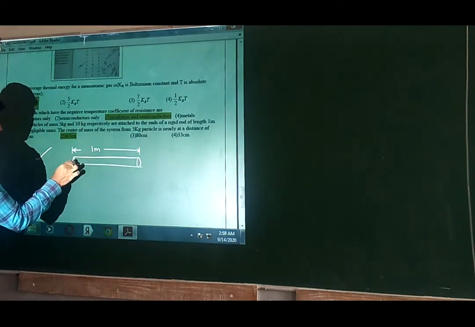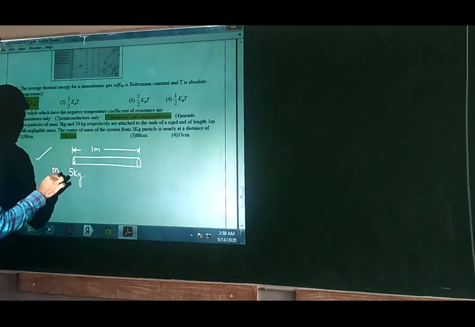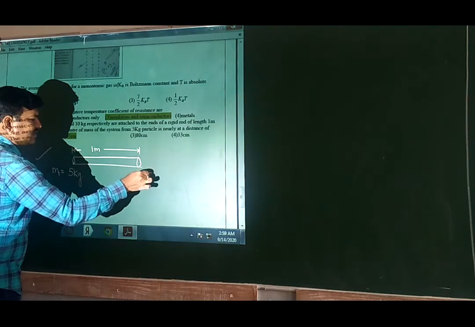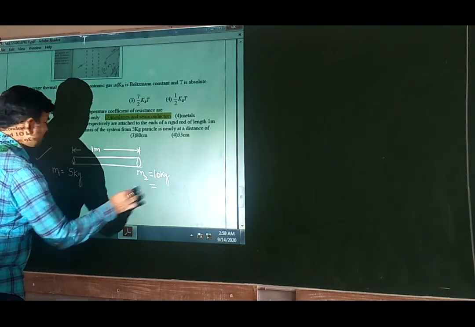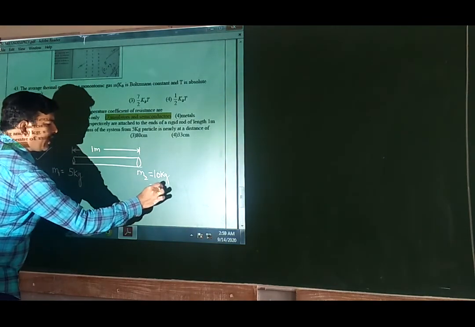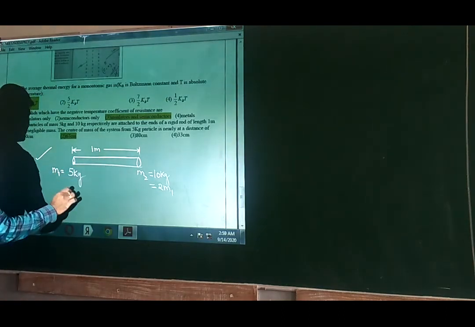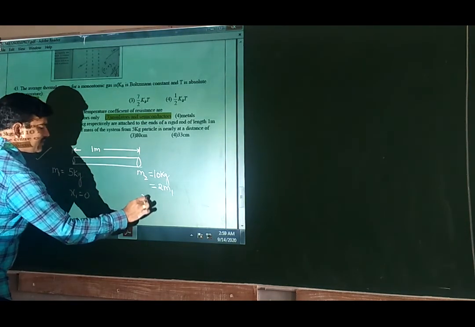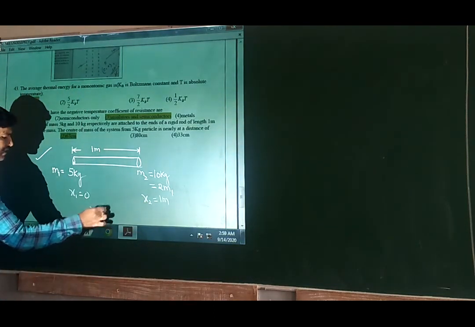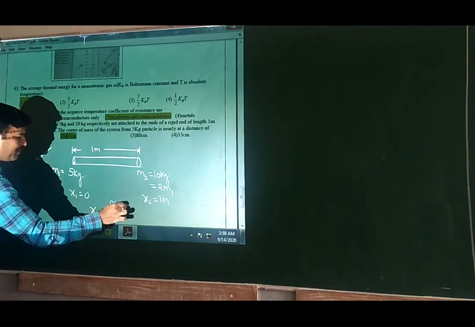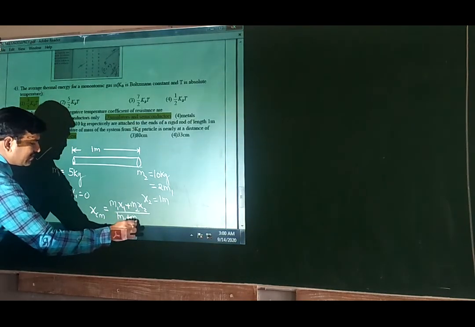Here let me take 5 kg attached. Let me take it as M1. And here M2 is there, which is equal to 10 kg. Let me take it as, this is M1, this is 2 times M1. Now what is the center of mass? Let me take x1 is equal to 0 and x2 is equal to 1 meter. So the XCM formula is XCM equal to (M1x1 plus M2x2) divided by (M1 plus M2).